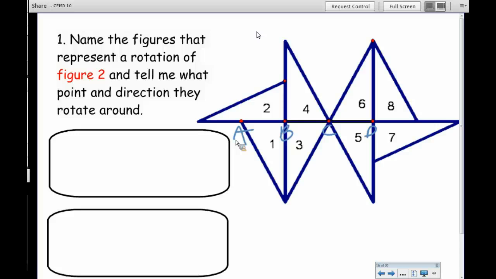All right. What about from 8 to 4? What is it from 8 to 4? A translation to the left. A leftward translation. Okay, what about from 6 to 5? Reflection over the x-axis. Okay, I feel good about that.